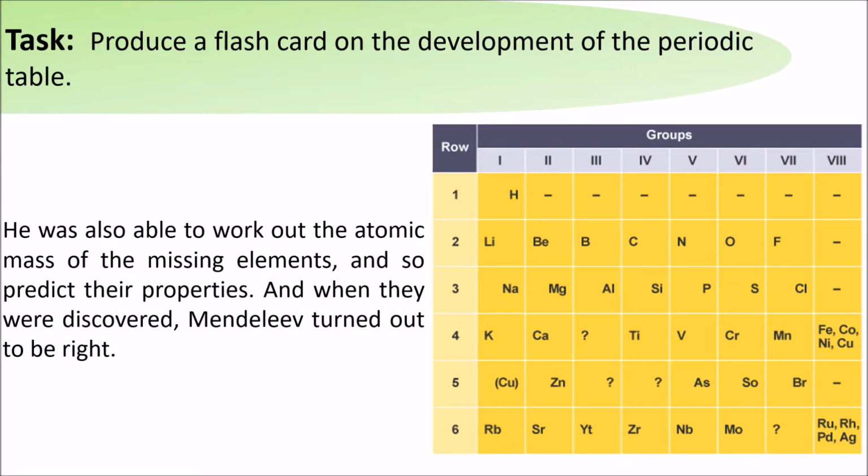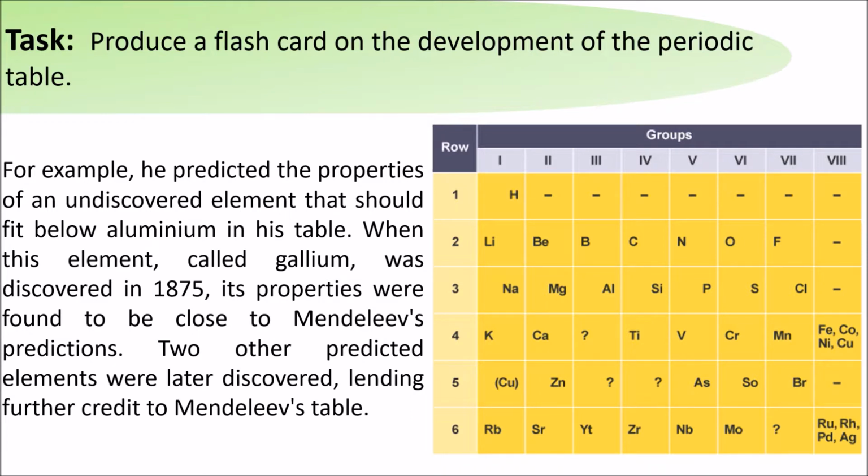He was also able to work out the atomic mass of the missing elements and so predict their properties. Later on, these different elements were discovered. For example, he predicted the properties of an undiscovered element that should fit below aluminium in his table. When this element was discovered, it was called gallium, and it was discovered in 1875. Its properties were found to be very, very close to Mendeleev's predictions.